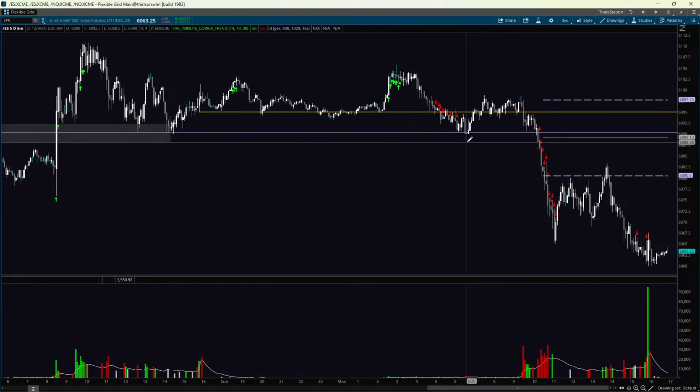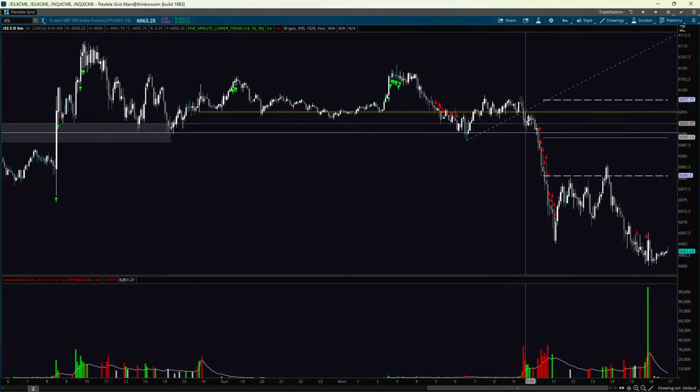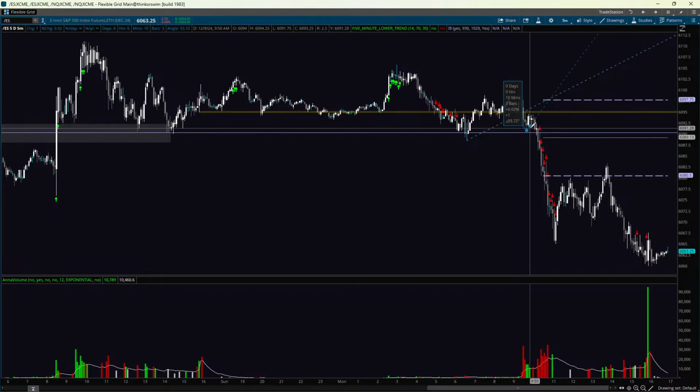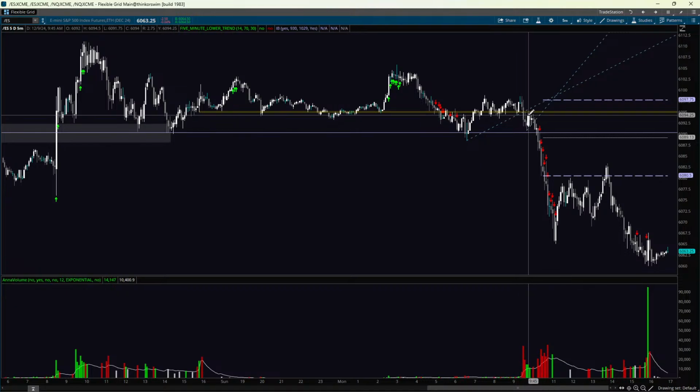And I did see this occurring. I saw this occurring. I didn't capitalize on it. I wish I did. Look how we nicely broke out of it at the open, and then gave another opportunity for another short. So it came back and retested. I could have entered on this white candle here.